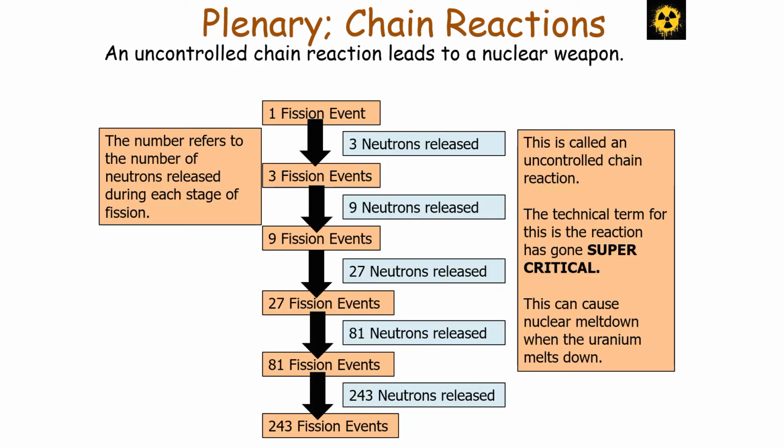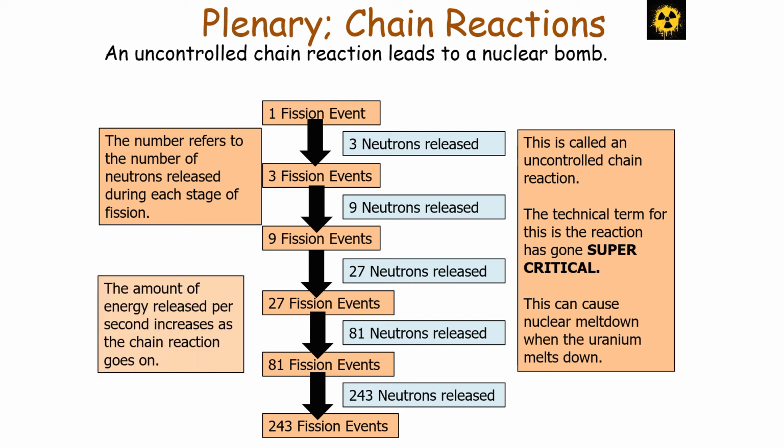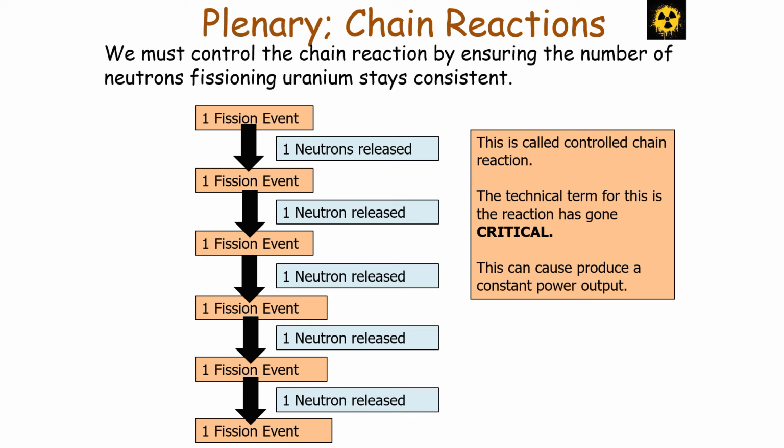So remember, an uncontrolled chain reaction leads to a nuclear weapon or a nuclear bomb, and because the amount of energy released per second increases as the chain reaction goes on, the chain reaction is uncontrolled. Again, we can also call this supercritical. Now we've got to control the chain reaction by ensuring the number of neutrons fissioning uranium stays consistent or constant.